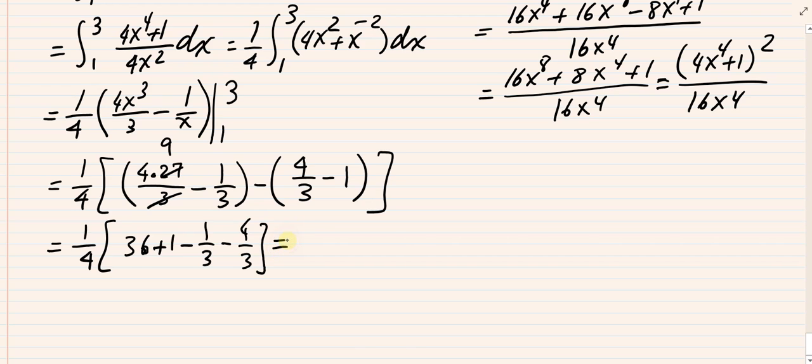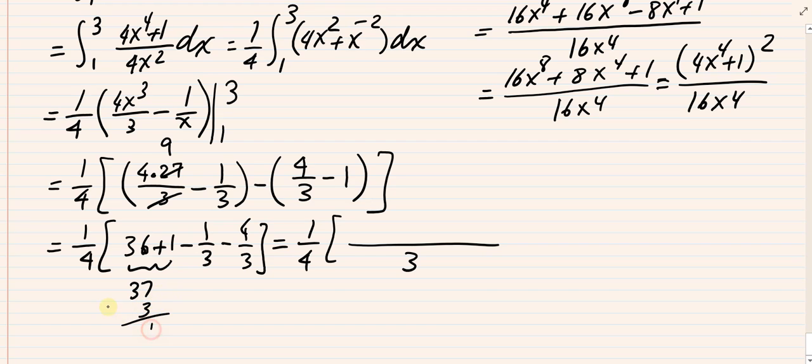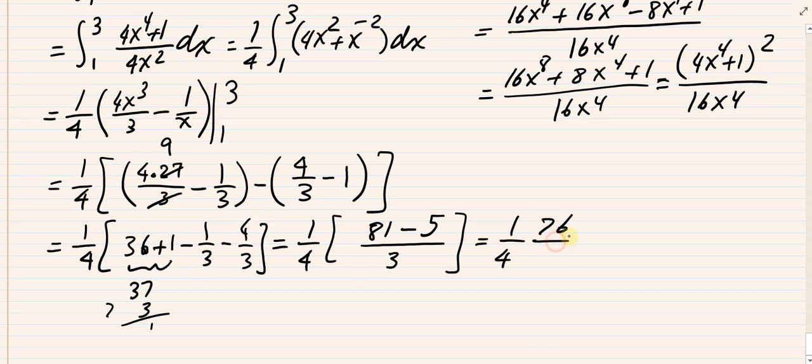The LCD is 3. Right? In here, the LCD is 3. So that's going to give me, here's 3 multiply, 36 and 1 is 37. 37 times 3 is 81. So it's 81 minus 5, right? That's negative 1 minus 4 thirds. 81 minus 5 is 76. That's 76 thirds. And of course we can, let's see.